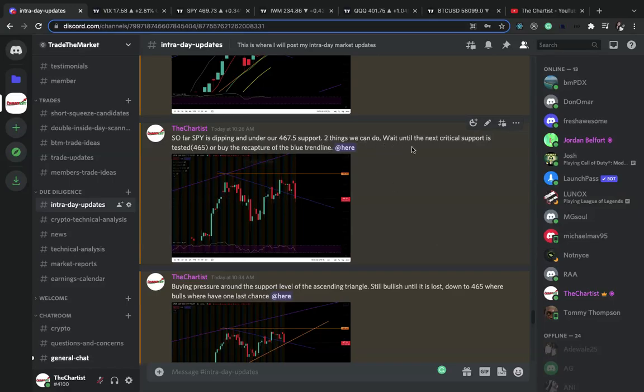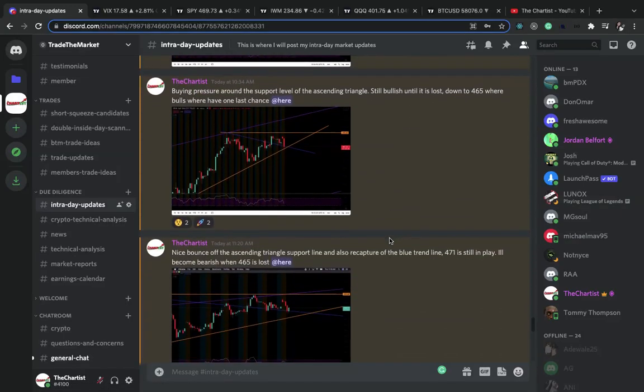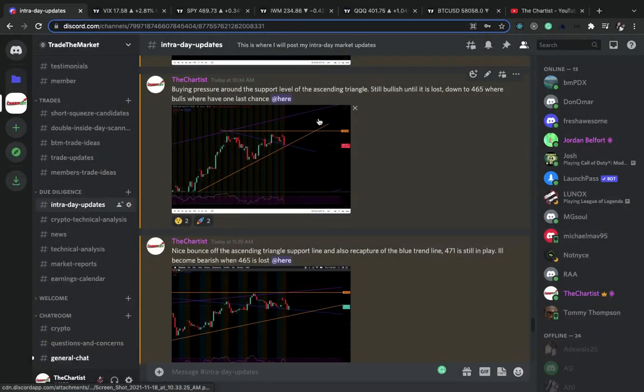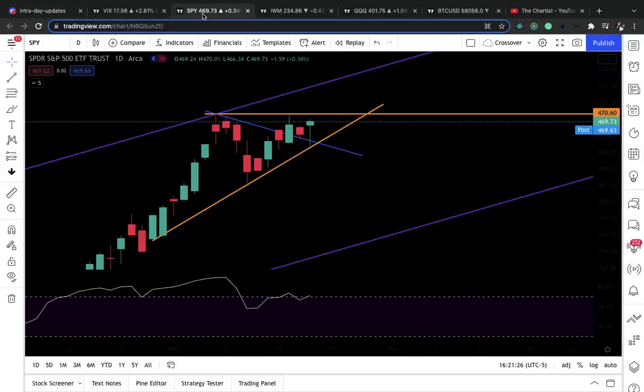But two things we can do: wait until the next critical support level is tested, 465, which is where the AOL area liquidity was, or buy the recapture of the blue trend line. And guess what? Many of my members did. They bought the recapture of the blue trend line, and from there the SPY went almost to 470, about 6 cents shy of 470. Okay, a lot of my members made some money.